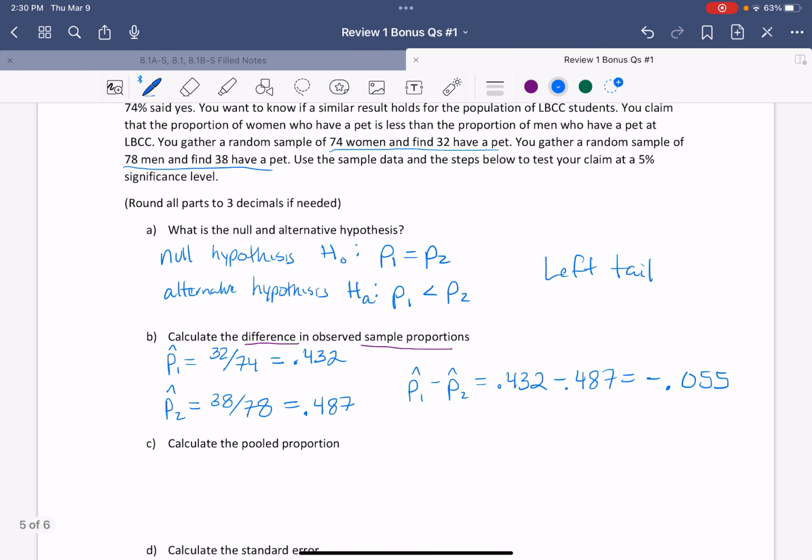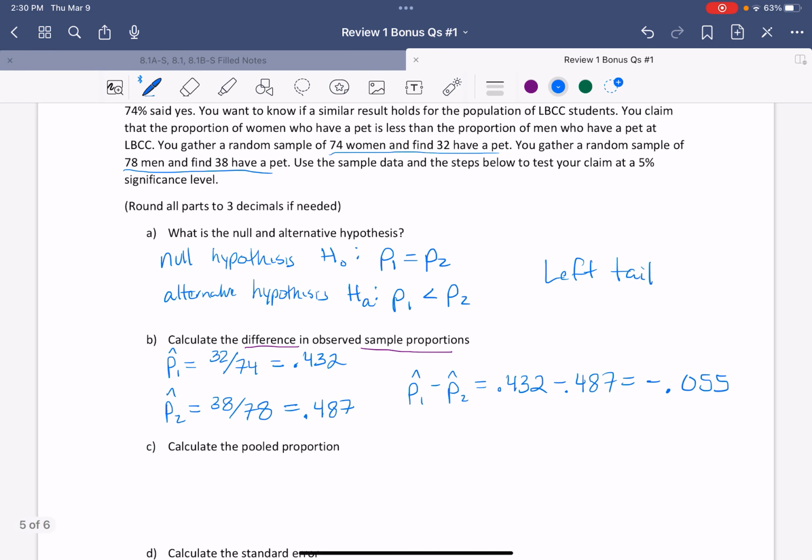Why did we do that equation on the right side? That is the difference in sample proportions. The sample proportions are these guys. Now, when you hear the word difference, it is telling you to subtract them. Let's say on the exam it says difference, you expect that equation.